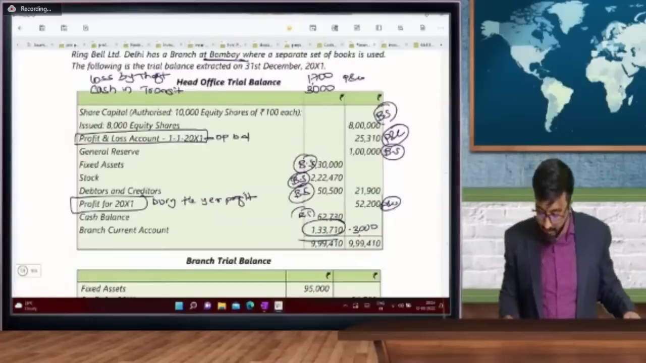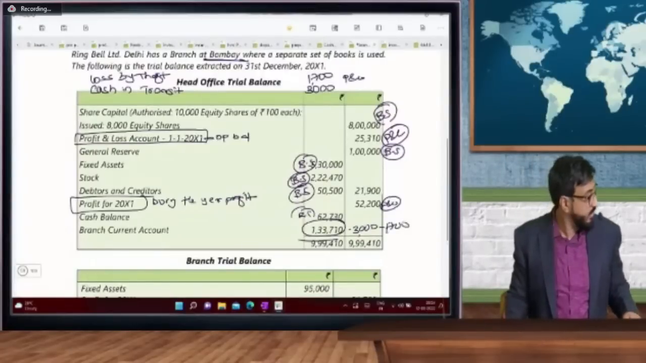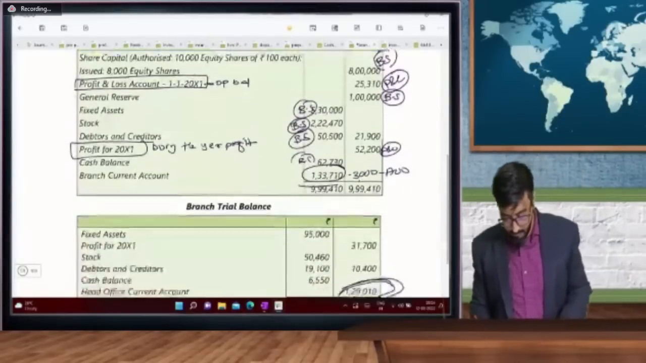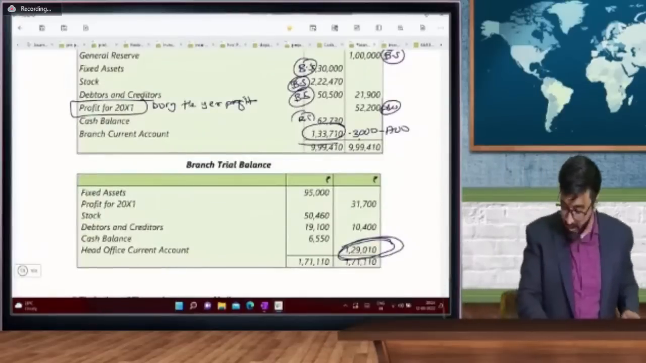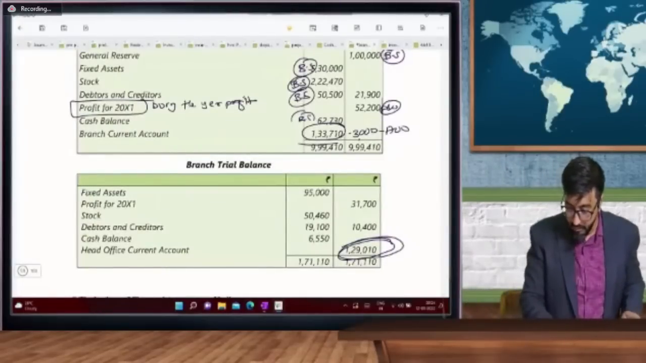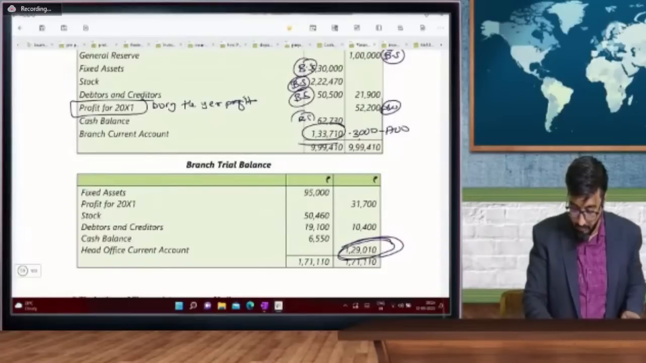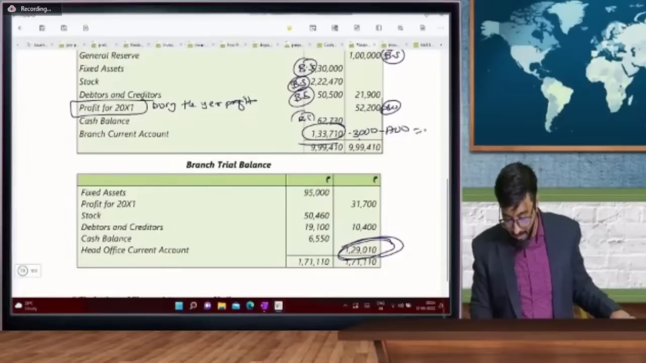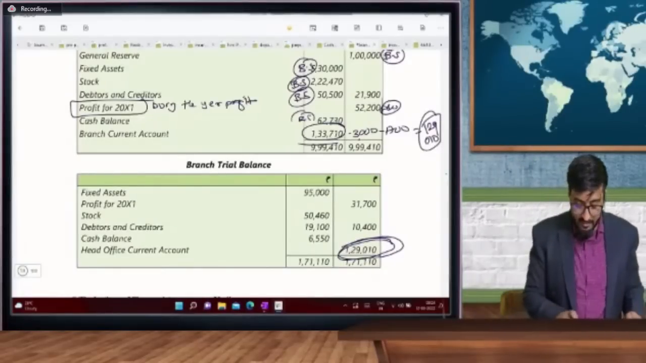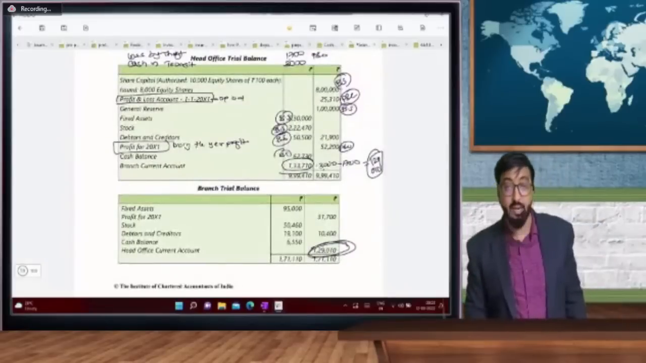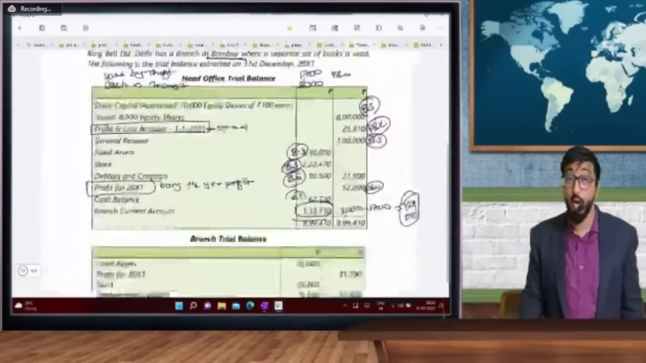P&L item and deduct it, 1,700. See whether your balance is matching or not. 133,710 minus 3,000. Yes. Now balance is 129,010. Balance is matching. Now it's time to prepare your head office books accounts.